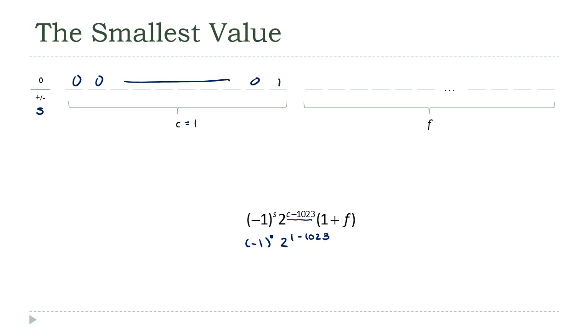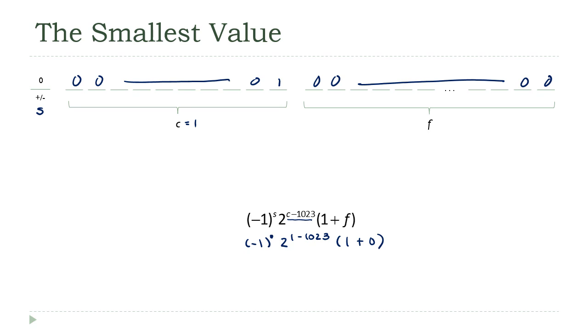And then how about f? Well, there's no restrictions on f like there were on c. So I'm going to put all zeros in here for f, and then this 1 plus f gets its minimum value, 1 plus 0. Given that f is always going to be a positive number, that's exactly what we would expect to get.